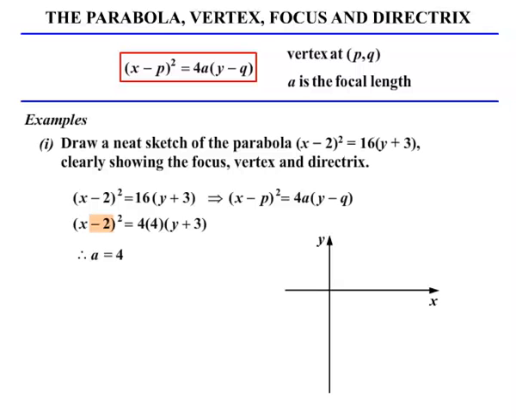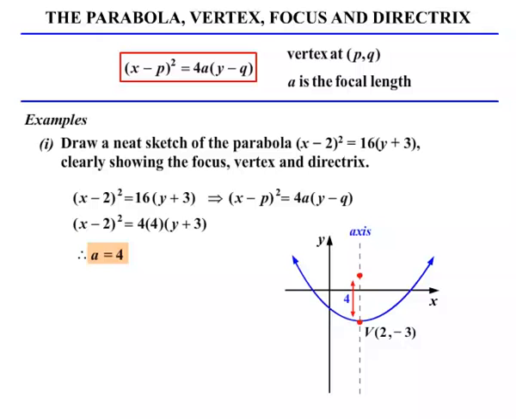Now, minus 2 and 3. Now, we do the opposites. We're thinking (2, minus 3). That'll be our vertex. Now, a is positive, so it's going to be concave up. And our axis of symmetry is very important to help us work out where the focus would be. Now, a equals 4, which means we go directly up 4 from the vertex. So that will be the focus.